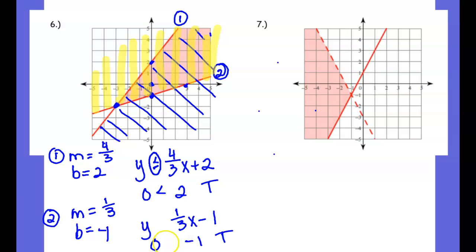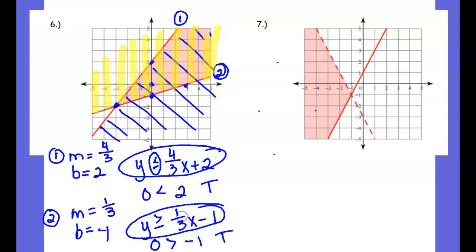So in this case, 0 is greater than negative 1. But we look at our line, and again, it's a solid line, so it's going to be greater than or equal to. All right, so our inequalities would be here and here. Okay, there's our two inequalities.